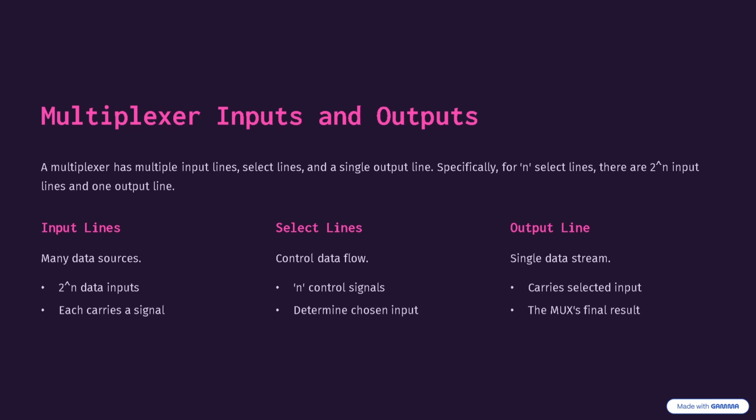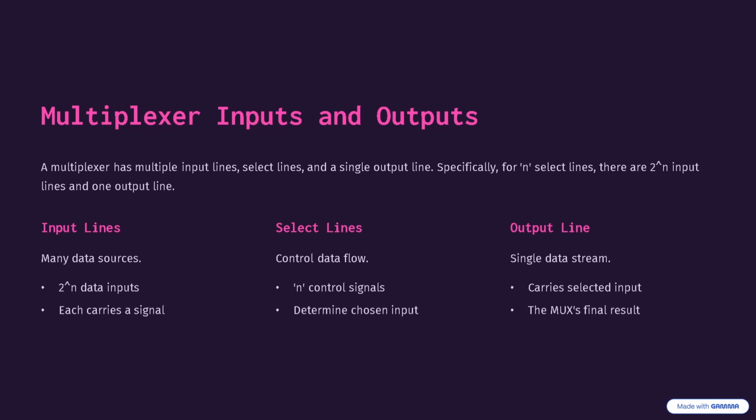Let's take it a bit further. What is a multiplexer input and output? A multiplexer has multiple input lines, select lines, and a single output line. Specifically, for n select lines, which means for any given number of select lines, there are 2 raised to the power n inputs.